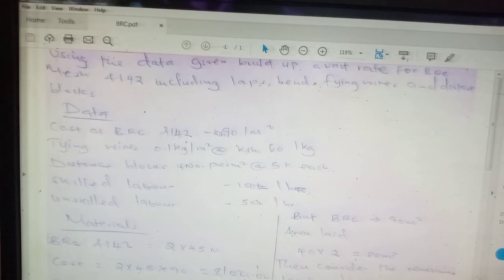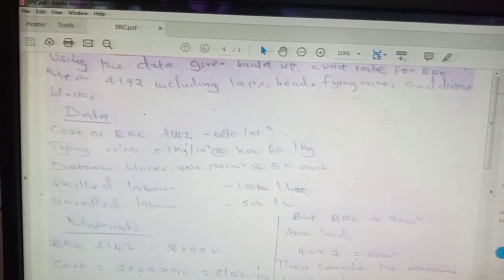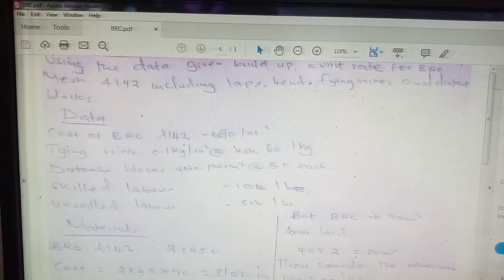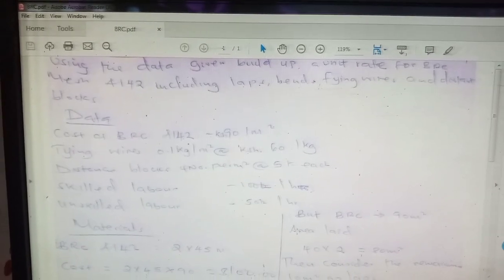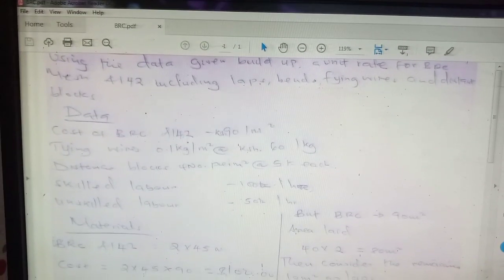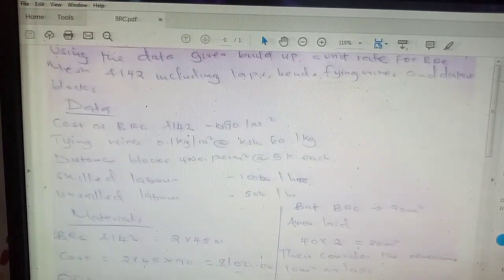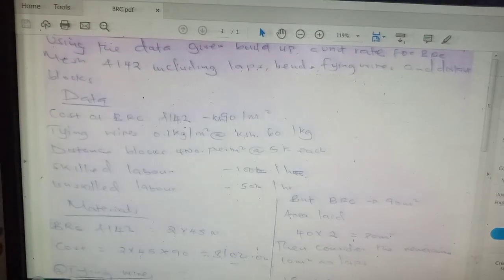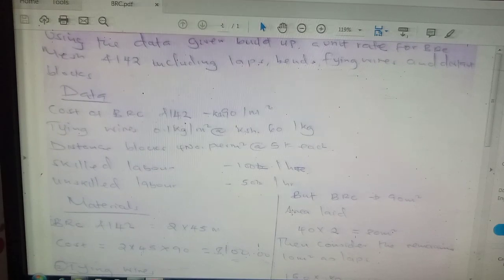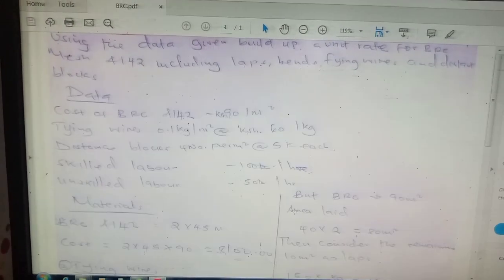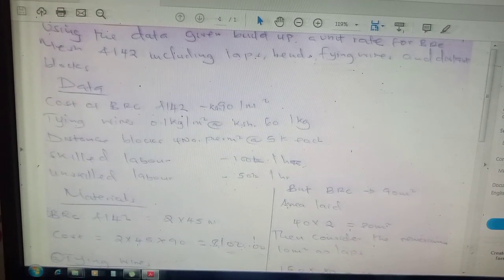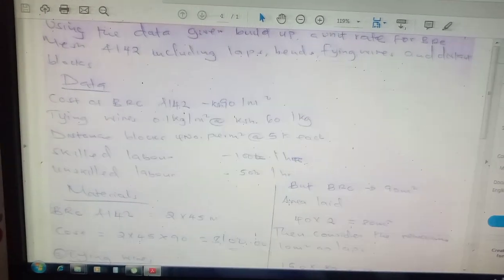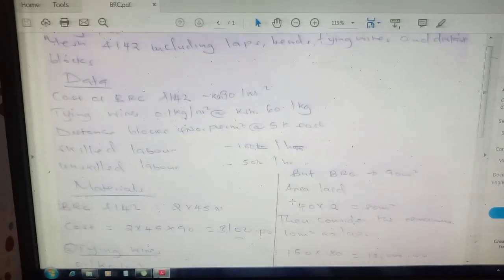So today's question is, using the data given below, build up a unit rate for BRC mesh A142 including laps, bends, tying wires and distant blocks. The data that we are given: the cost of BRC A142 will be 90 shillings per meter square. Tying wires 0.1 kg per meter square, sold at 60 shillings per kg. Distant blocks 4 number per meter square, sold at 5 shillings. Skilled labor is 100 shillings per hour and unskilled labor is 50 shillings per hour.